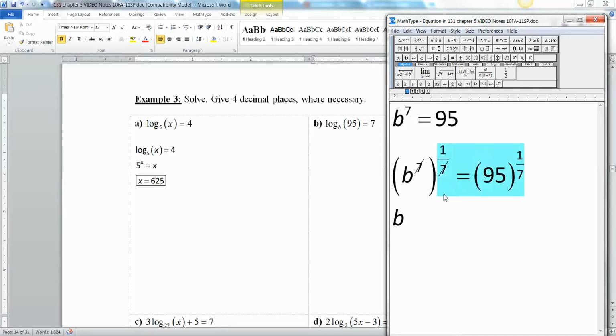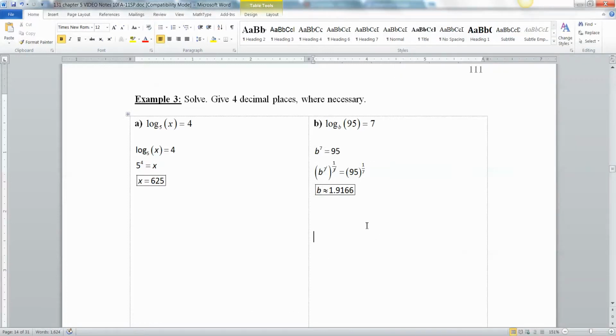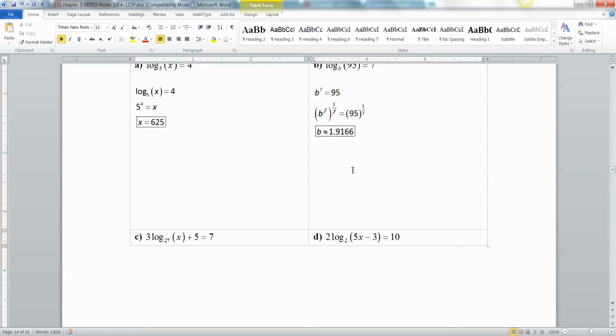And then you just make a calculator find this. 95 to the 1/7. Just don't forget to use parentheses around your power. So it should be squiggly equals, because it's not exact, 1.9166 or so. No plus or minus because this was an odd power anyway, right? And besides that, you can't have a negative base to a logarithm anyway, so it's got to be the positive one. All right, let's do more of them.